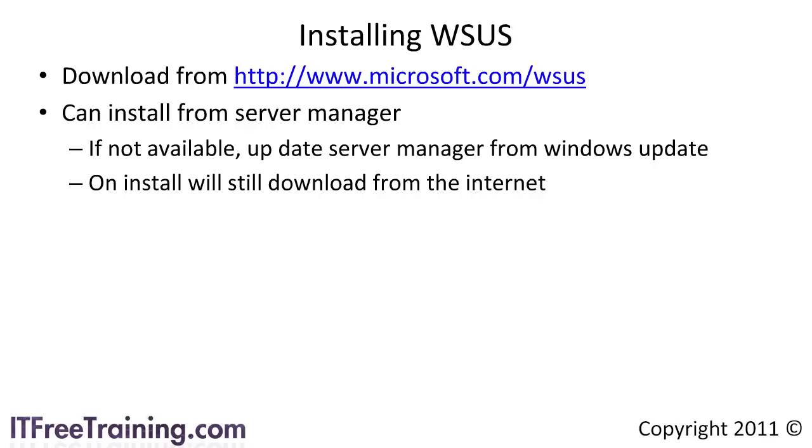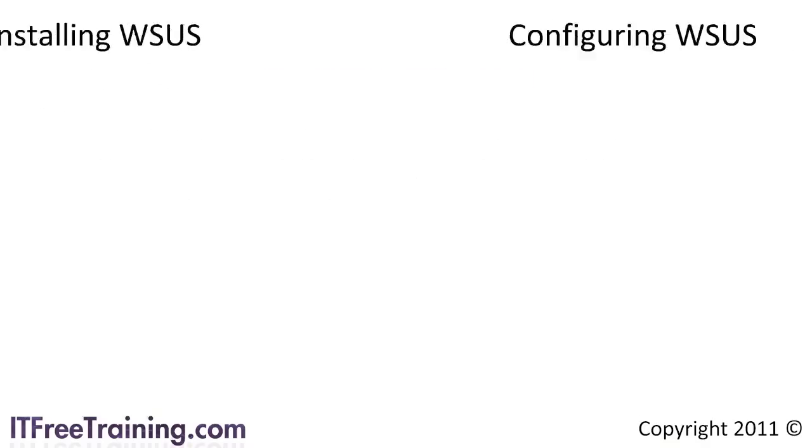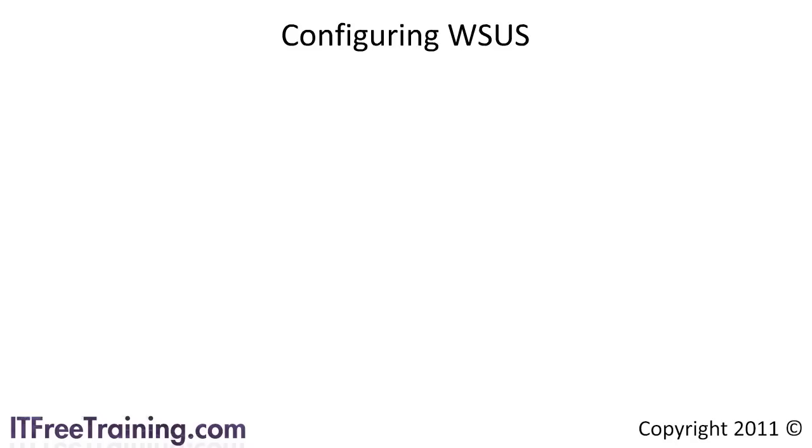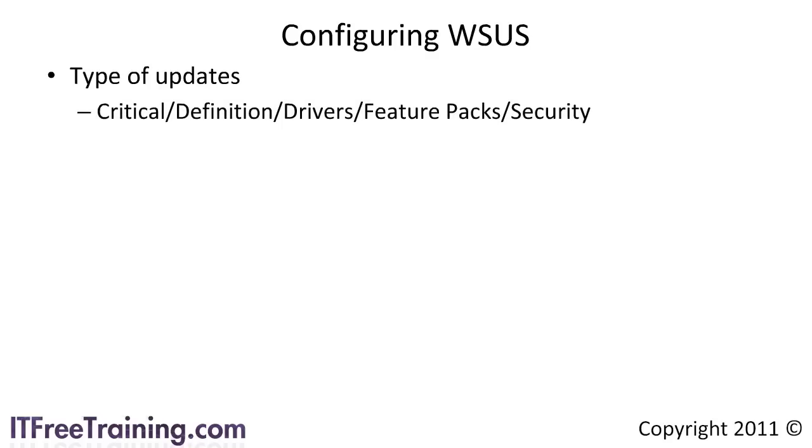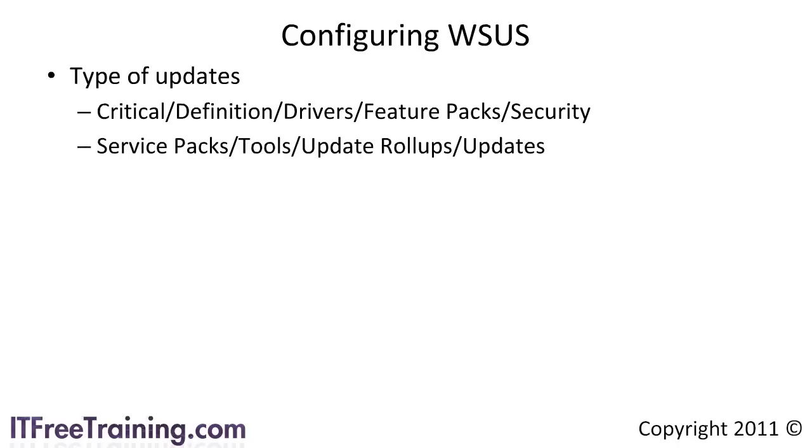If your server is not connected to the Internet, you will need to obtain the standalone version of WSUS and install it. Also, you need to take some time to consider what type of updates you want to download. These include critical, definitions, drivers, feature packs, security, service packs, tools, update roll-ups, and other updates. As you can see, the list is quite large.